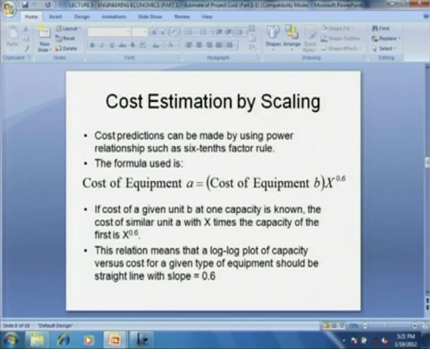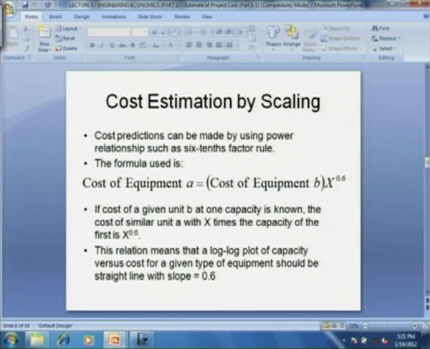Cost predictions can be made by using a power relation known as the 6/10 factor rule. Cost of equipment A is equal to cost of equipment B, with a higher or lower capacity, times x raised to 0.6. The cost of a given unit B of one capacity is known. The cost of a similar unit with x times the capacity, x could be less than or greater than 1, is x raised to 0.6 times that cost. This means that on a log-log plot, the capacity versus cost relation should be a straight line with slope equal to 0.6.